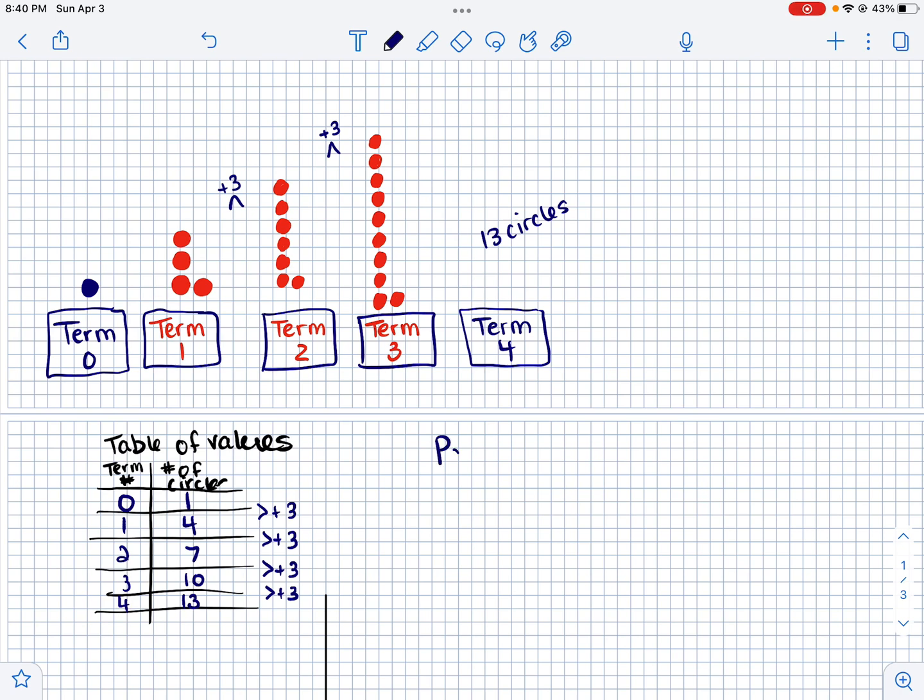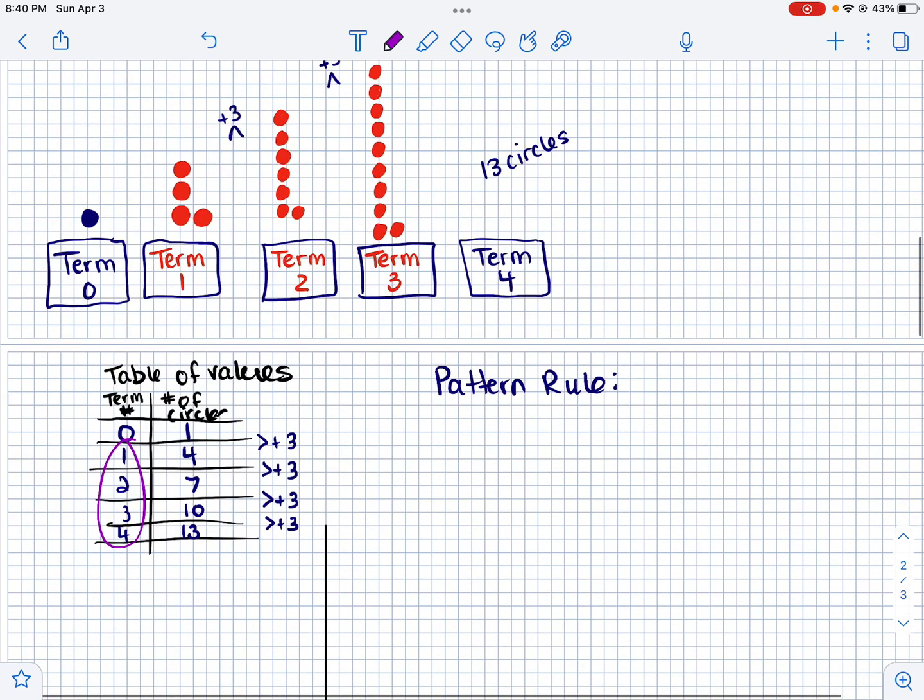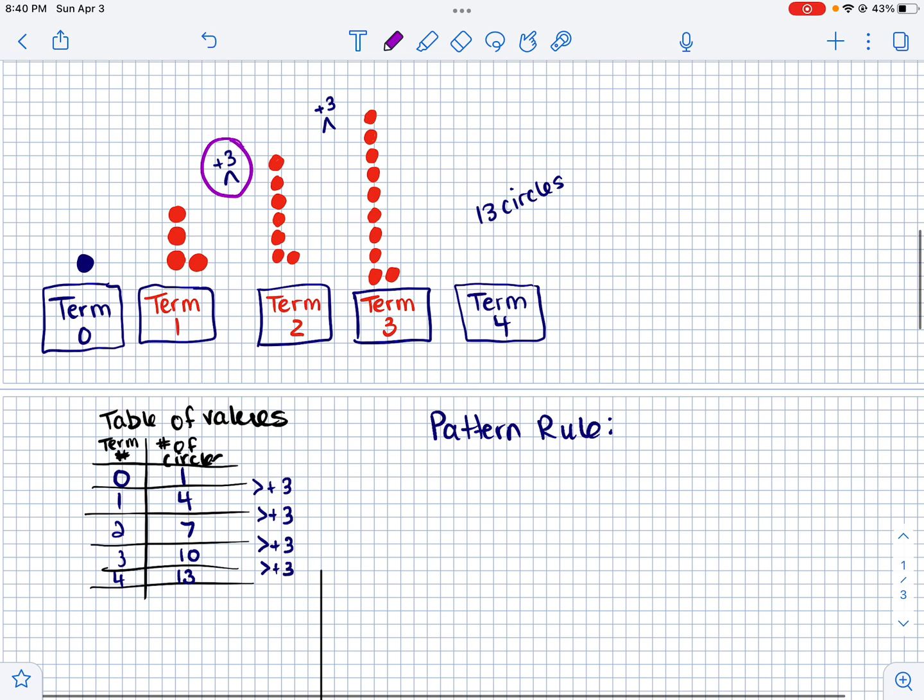But now can I get the pattern rule or the equation? This one's trickier. So this time I can't just multiply this column by something to get the second column. You know, like 1 times 2, that doesn't equal 4. 1 times 4 equals 4, but 2 times 4 doesn't equal 7. So here's a good idea. The amount that it goes up by every time is actually called your multiplier. So I can take my term number and multiply it by 3.